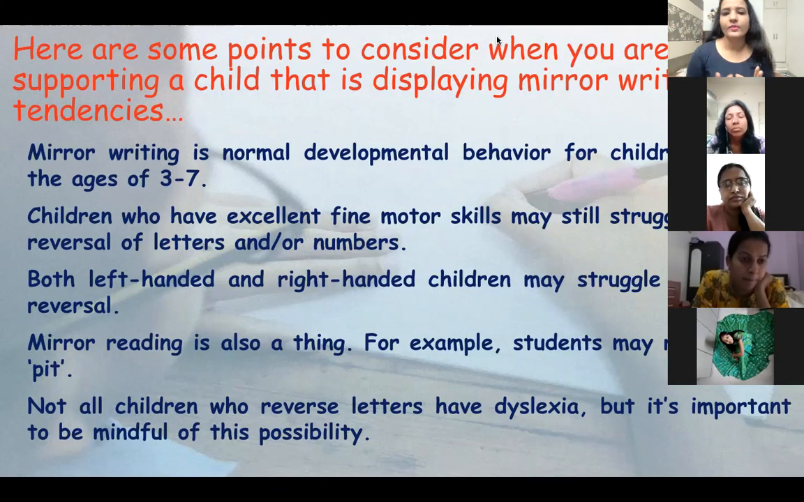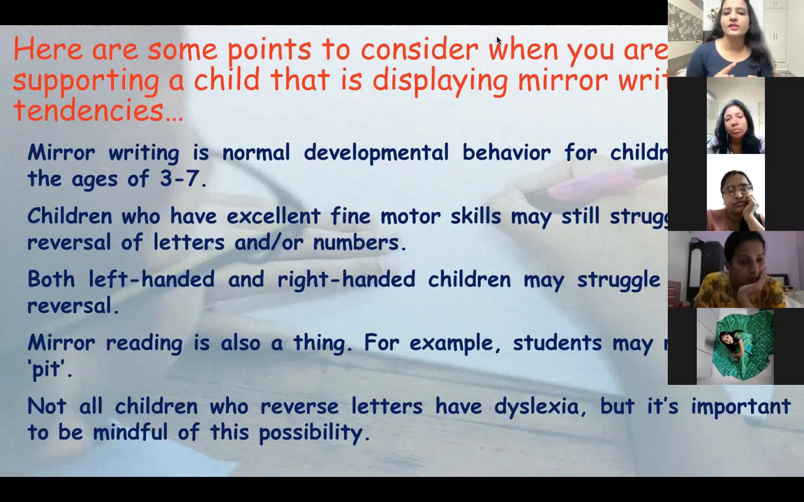Okay, so mirror letters, mirror numbers and mirror words are also a problem, and all these problems first of all are very normal, and there's nothing to create havoc or panic out of it. First, we need to relax and understand that this is a normal situation. Not all children who write reverse letters have dyslexia, but it's important to be mindful of this possibility.